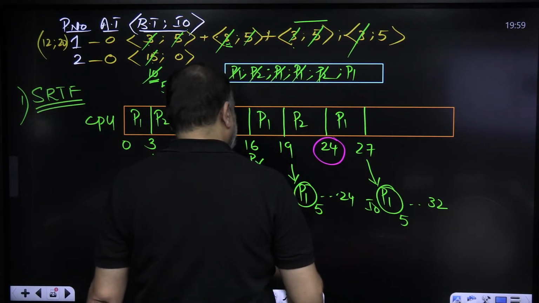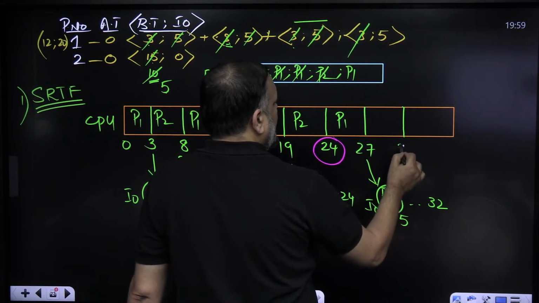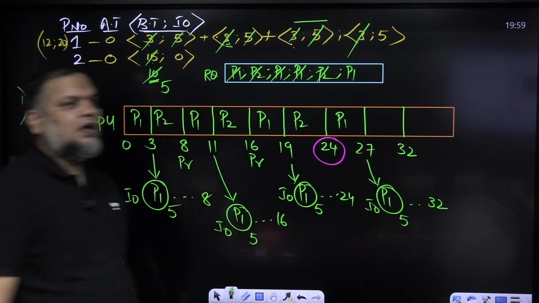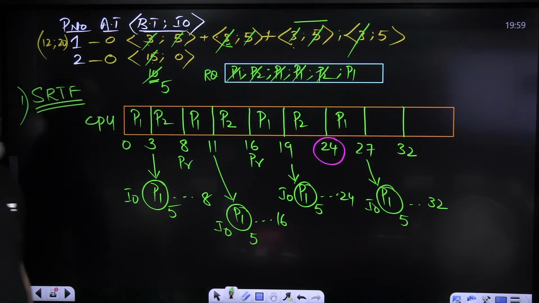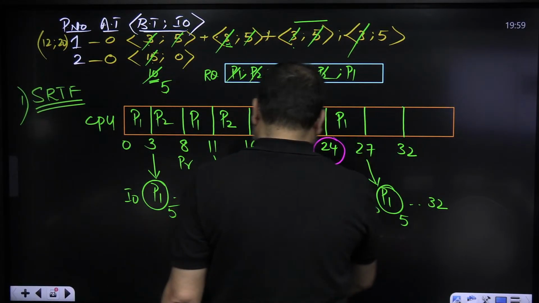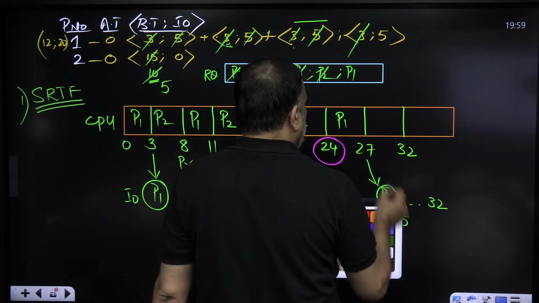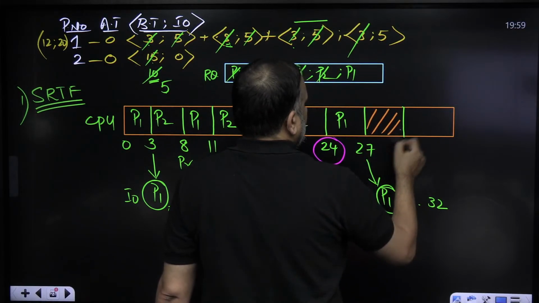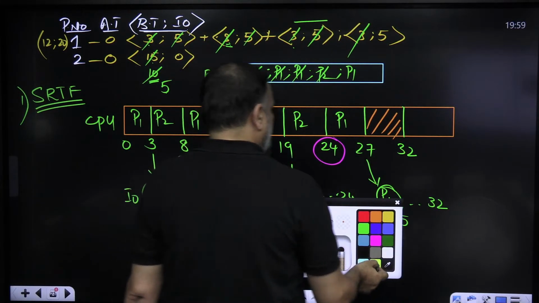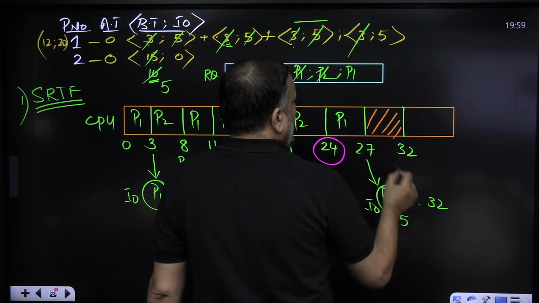So boys and girls, for 27 to 32 units what will happen? There is no P2. P2 is already completed. So we are going to have idleness here. Nobody is available. So up to 32 is idle.